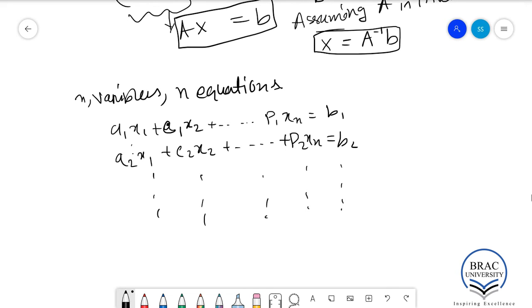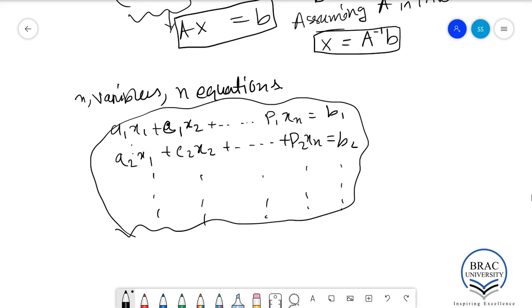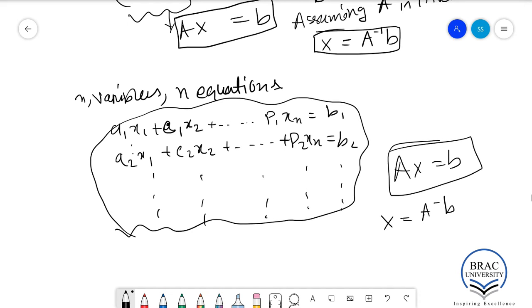Again, this whole thing can be put into a matrix form of Ax equals b, and if you just invert the A matrix, then you will have the solution in terms of A inverse B, and then you can equate each component and get the solutions of your variables, that is x1, x2, x3 and so on.